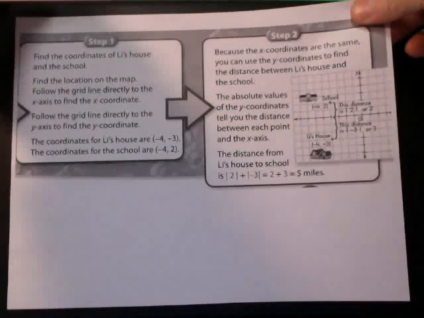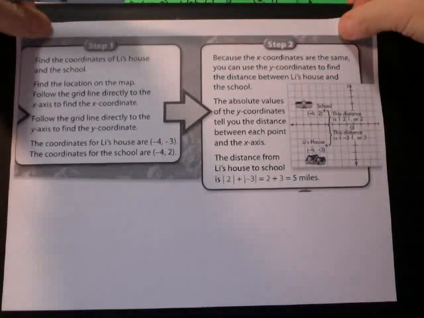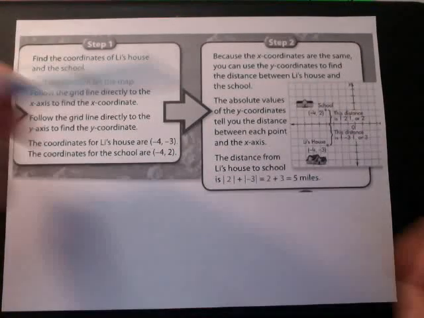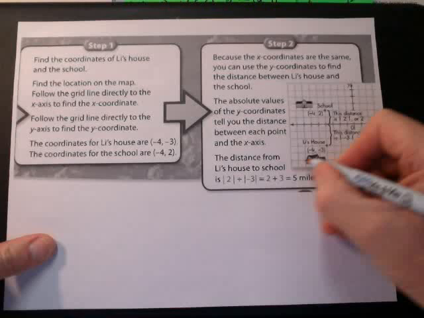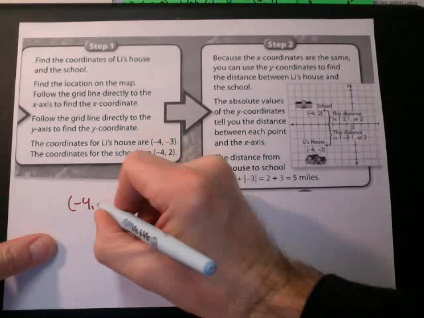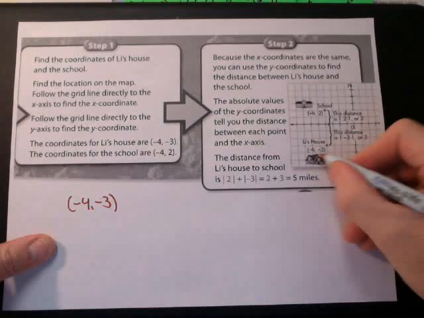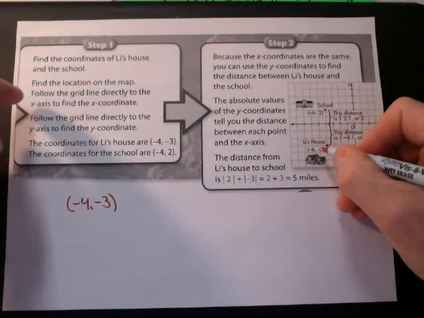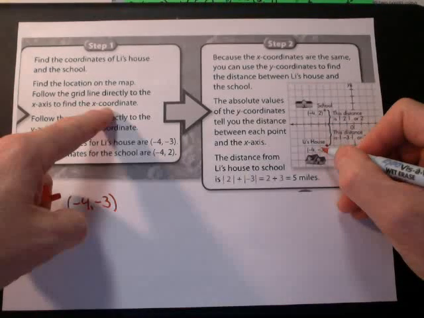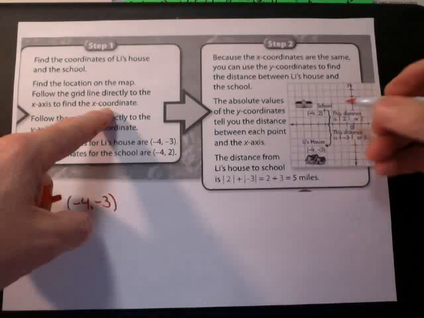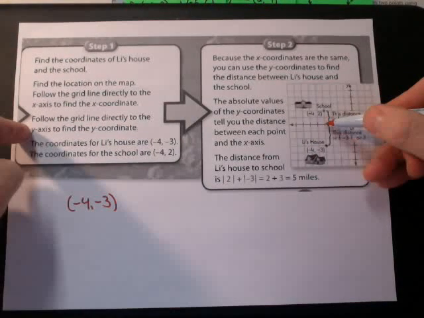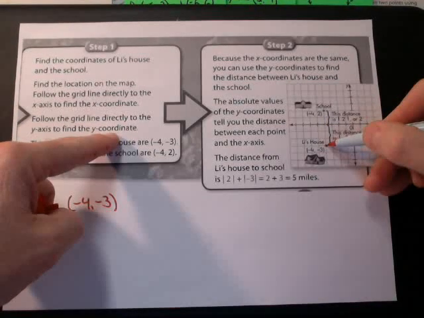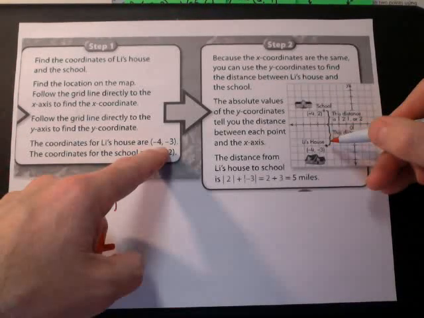On page 215, they give you the 2 steps for finding the distance. The first thing they tell you to do is find the coordinates of Lee's house and the school. So the coordinates for Lee's house will be (-4, -3). It's right here. Find the location on the map, follow the grid line directly to the x-axis to find the x-coordinate. So again, you would come over here and you'd see that she is on -4. Follow the grid line directly to the y-axis to find the y-coordinate. So that would be -3, and that's how you found it. The coordinates for Lee's house are (-4, -3).